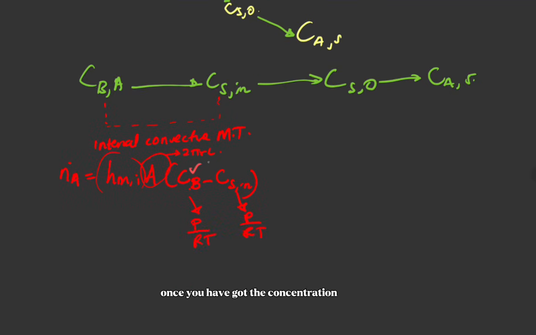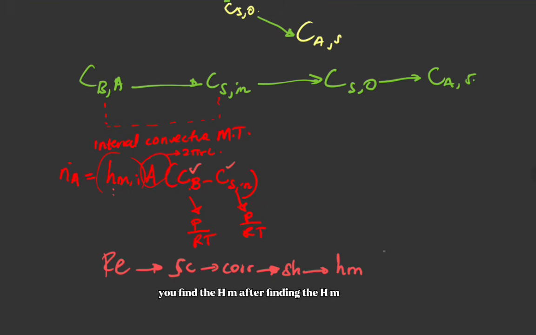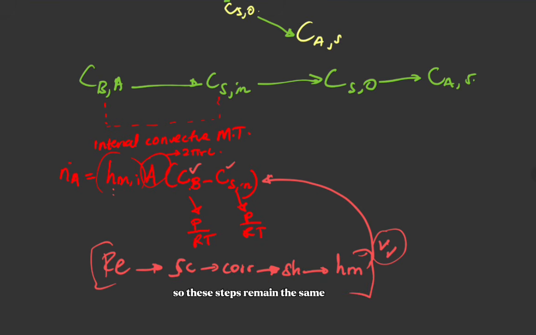Because the main thing, once you have got the concentration, is you just need to find the HMI. If we ask you to find the internal convective mass transfer rate, you just need to find the internal convective mass transfer coefficient. So you need to find your Reynolds number, you find your Schmidt number, you choose the correct correlation, please. After choosing the correlation, you find the Sherwood number. After finding the Sherwood number, you find the HM. After finding the HM, you come back and substitute. And then voila, we are passing with the distinction. Right? So these steps remain the same, nothing changes there.